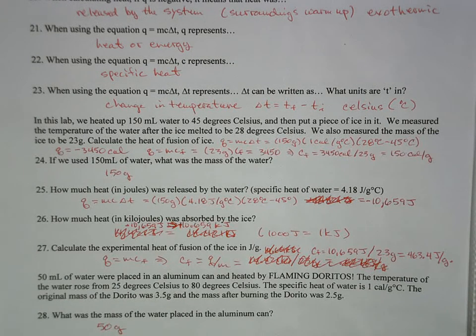Remember that the CF and the CV are done per gram. So the 10,000 joules divided by 23 grams gives you your heat of fusion.